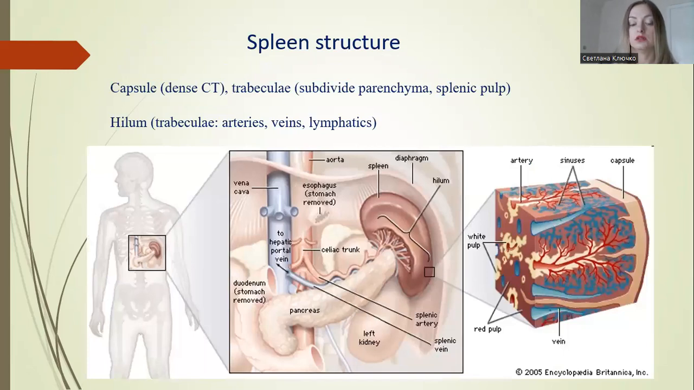Spleen histological structure. It also has stroma and parenchyma. Stroma consists of capsule, dense connective tissue, but note it also has smooth muscle cells. From capsule deeply to organ go trabeculae. Trabeculae also consist of loose connective tissue and smooth myocytes. Trabeculae subdivide parenchyma, and parenchyma we call splenic pulp. Splenic pulp is divided into white pulp and red pulp. Also present hilum, and through the hilum in spleen enter arteries, veins, and lymphatics.